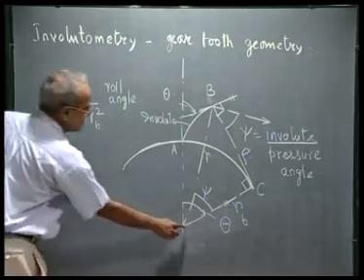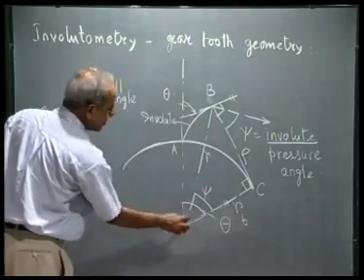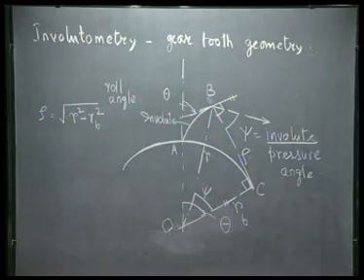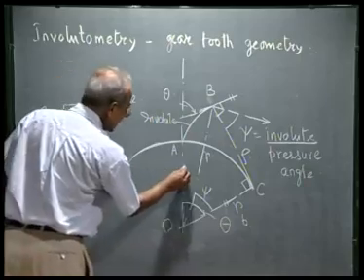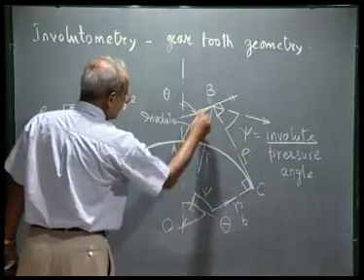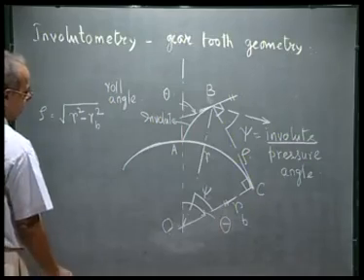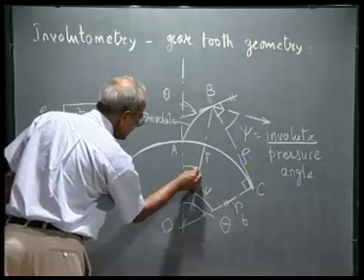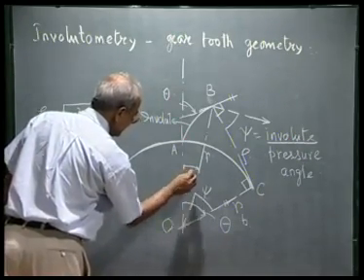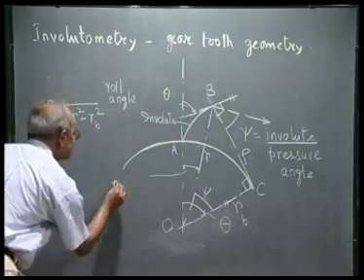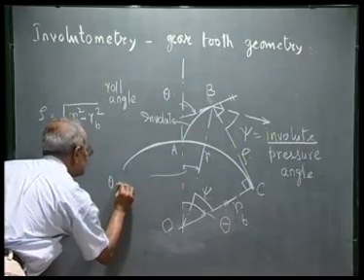Where R is this radius vector of the point B measured from the center of the base circle. And if I use this angle as a polar angle to define the involute curve, what is this angle? That is theta minus psi. This angle is theta minus psi.